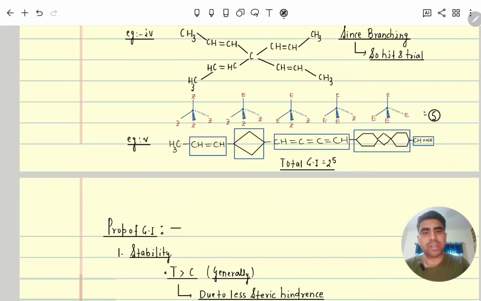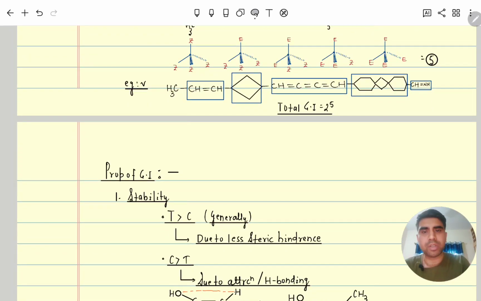Now here we can see the total GI in this. Here restricted rotation, here restricted rotation, here restricted rotation, here restricted rotation, here also restricted rotation. So it will show GI. It is unsymmetrical. So total how many geometrical centers are there? 1, 2, here also this 3 in plane, here 3 also in plane, here this one also in plane. So total geometrical centers: 1, 2, 3, 4 and 5. So 2 to the power 5.